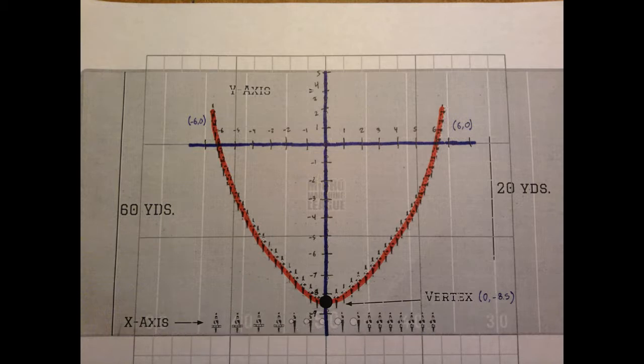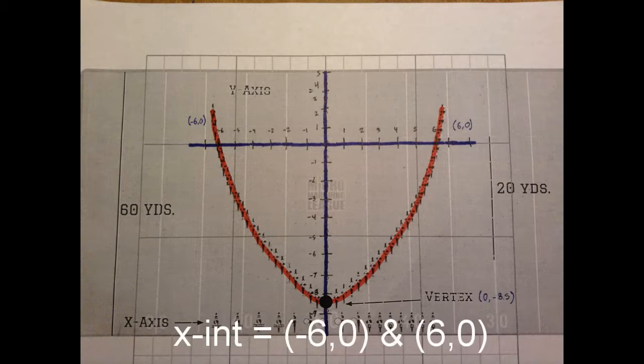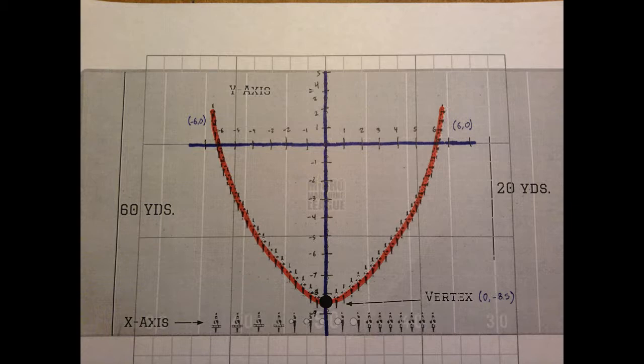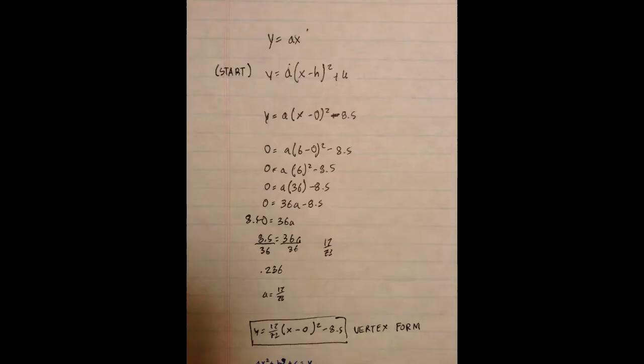Without doing anything else, we can also identify the x-intercepts because only they come out to clean points, at x equals -6 and at x equals 6. With these two key points, we now have two points we can use later to solve in our equation for the vertex form. Our first equation is in vertex form, y equals a(x - h)² + k. h and k are equal to the x and y values of the vertex. Thus we substitute 0 for h and -8.5 for k.